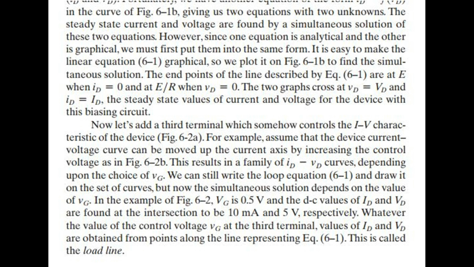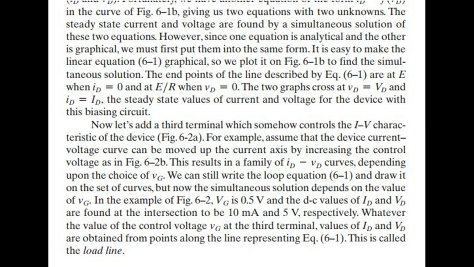However, since one equation is analytical and the other is graphical, we must first put them into the same form. It is easy to make the linear equation, 6.1, graphical, so we plot it on Fig 6.1b to find the simultaneous solution. The endpoints of the line described by Eq 6.1 are at E when ID = 0 and at E/R when VD = 0. The two graphs cross at VD = VD and ID = ID, the steady-state values of current and voltage for the device with this biasing circuit.